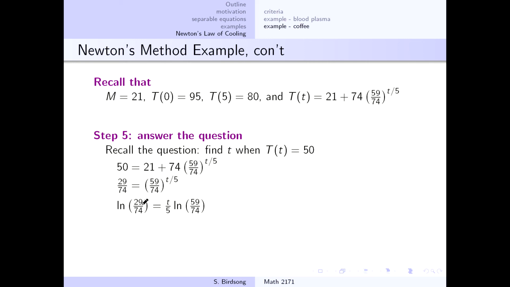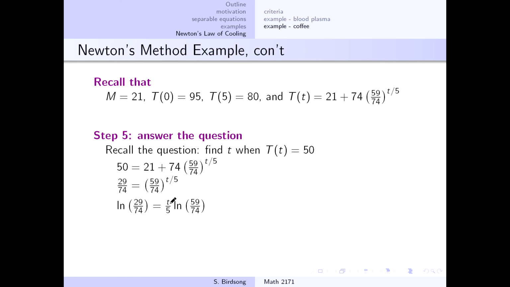So the natural log of 29 over 74 equals, now this t over 5 was in the exponent, so it pulls out front, so t over 5, natural log of 59 over 74. Notice this looked like our k times t, except it's negative. That's totally fine. This looked like our exponent, negative k times t.